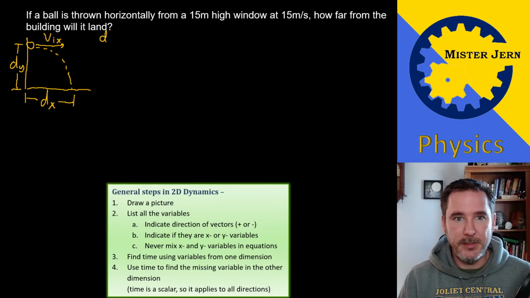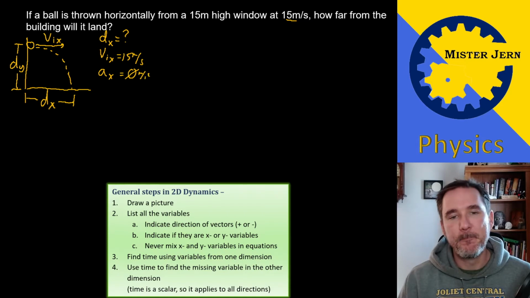I'm going to start with x. What is the displacement in the x direction? Well, that's our question mark, right? What is our initial velocity in the x direction? Well, 15 meters per second. It's moving to the right, so we'll keep it as positive. And our acceleration in the x direction: there's no air resistance or anything like that, so the acceleration is going to be 0 meters per second squared.